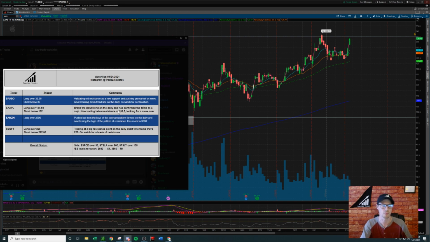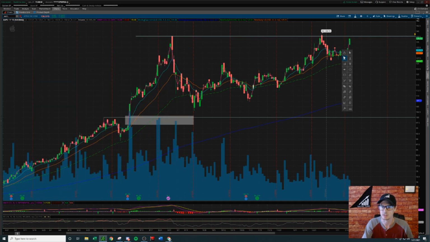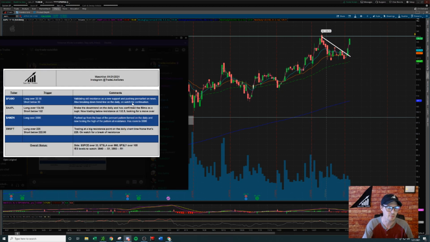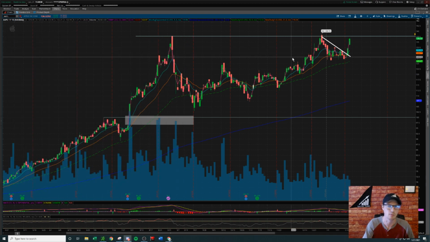the watch list. So for us, it had broken the downtrend on the daily, right? Here's your downtrend right here that I was talking about. It confirmed the 50 moving average as a support. That's this green dotted line right here. So it had pulled back to the 50, bounced off of it here, confirmed it as a support. Now trading below resistance at 132.5, and we're looking for a move over.